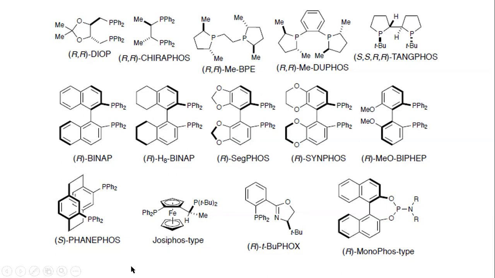Something like FerroPhos or JosiPhos. I've actually worked with a lot of these ligands as a graduate student because my advisor was an organometallic chemist, but he was also into asymmetric catalysis. So we used a lot of these ligands. They're not cheap either, but all of them are now commercially available. Back then, we used to make them. I don't see any BOX. Well, they have a BOX derivative right here, a C1 symmetric BOX derivative.